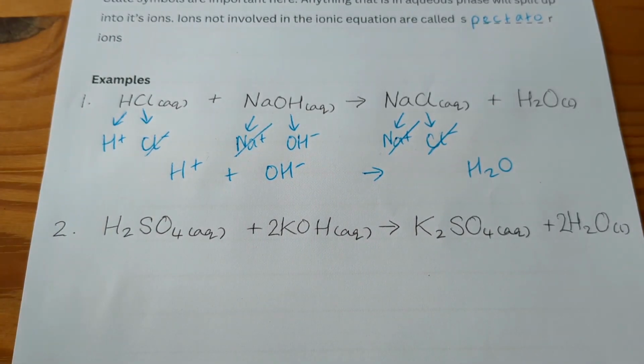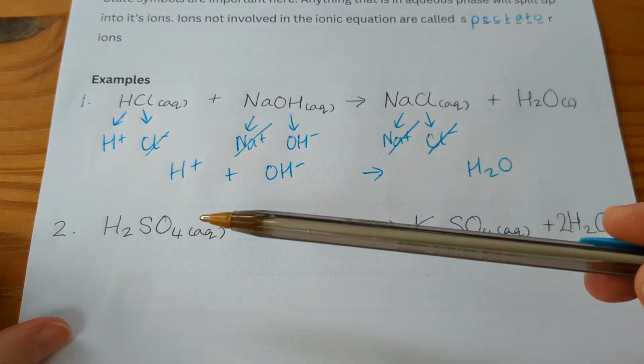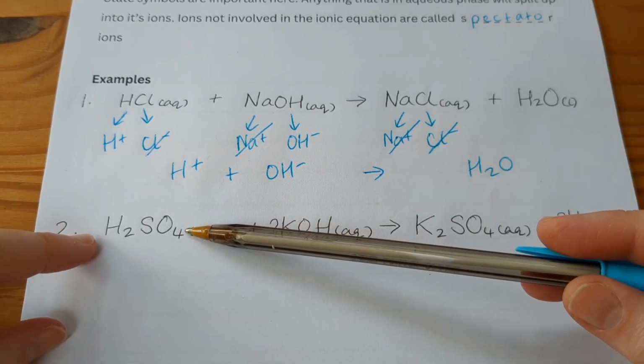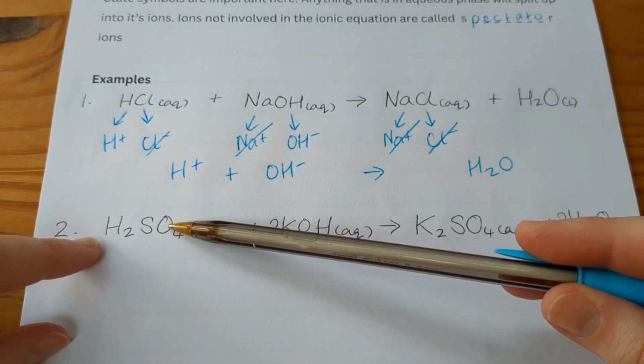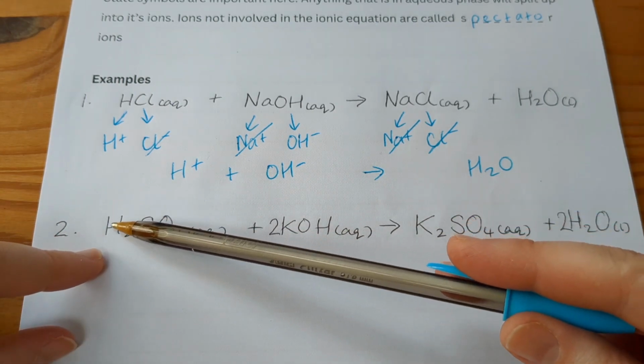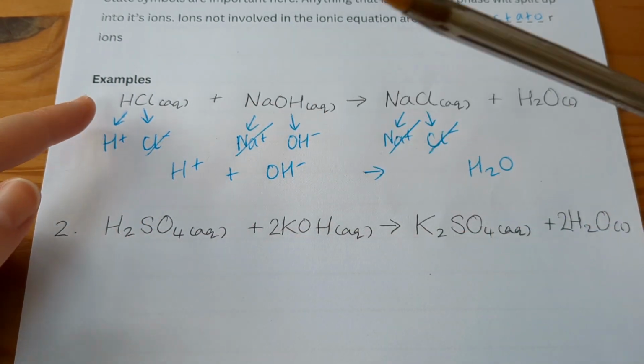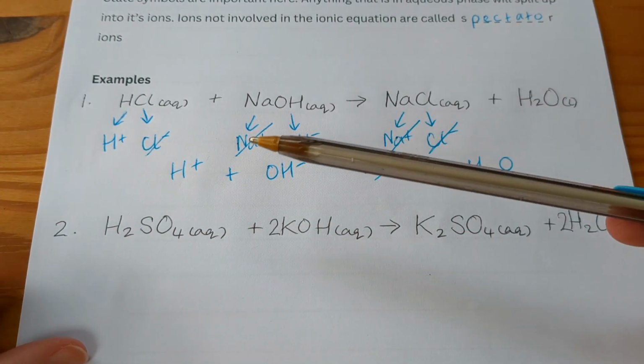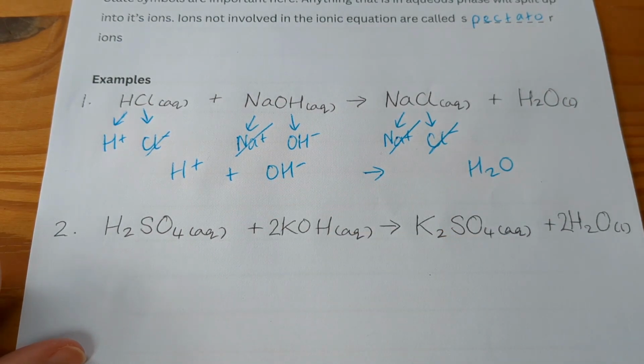Let's have a go at this second one then. It's very similar. It's still acid and base. They're all acid and base, these ones. The only difference here is that we've got a diprotic acid. So in other words, it's got two acidic protons instead of one, like HCl, and that affects how we balance the equation.